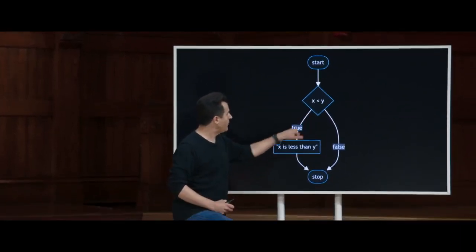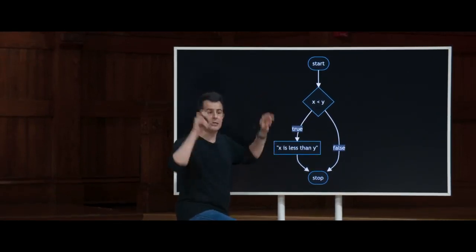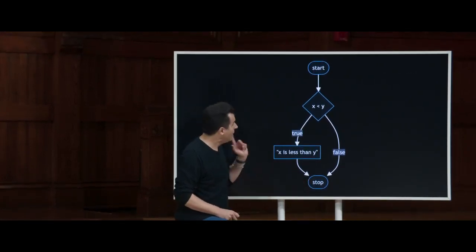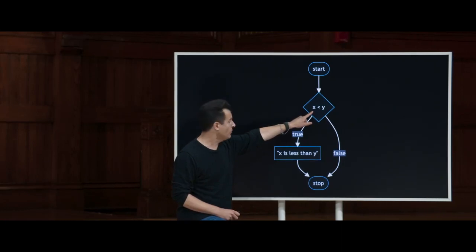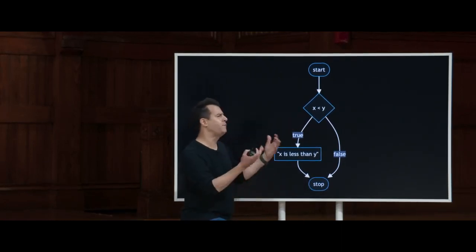So let me propose per the arrow that if the answer is true, then print out, per this rectangle, x is less than y. Just quote unquote, and then stop. That's it for the program. But logically, if x is not less than y, that is, that question's answer is false, we'll just skip right to the end and stop. So this is a control flow diagram.